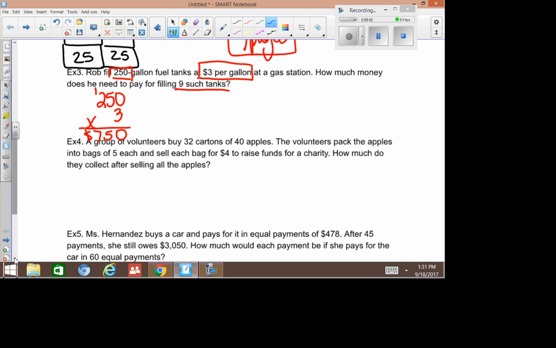I'm going to take the total of one tank, times it by how many tanks I have. 9 times 0 is 0. 9 times 5 is 45. 9 times 7 is 63, 64... $6,750. Good Lord, he's going to have to spend a lot of money.